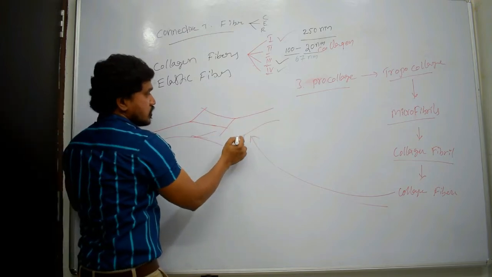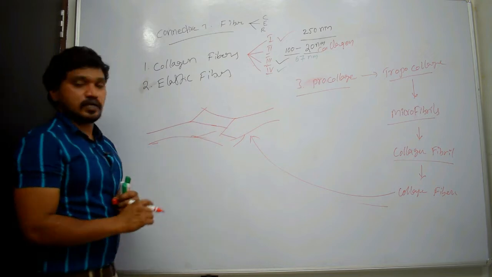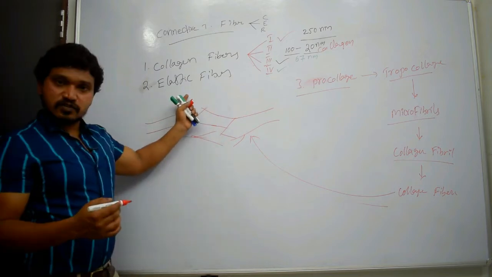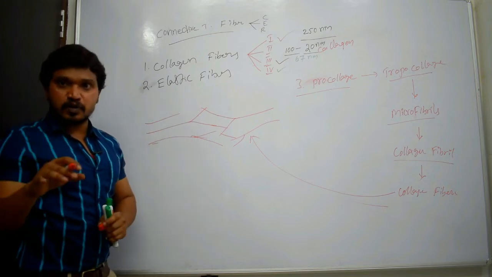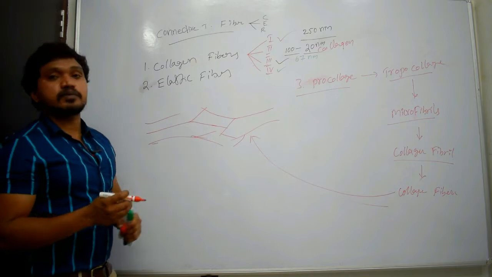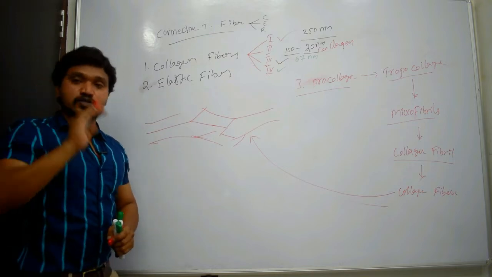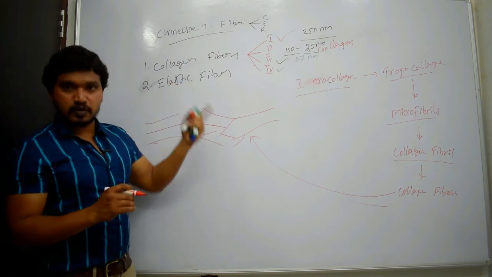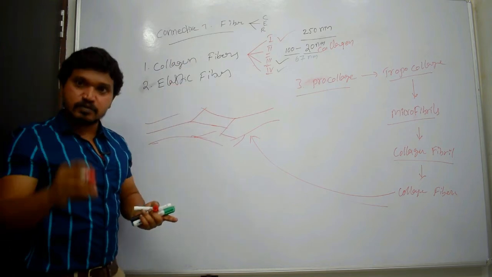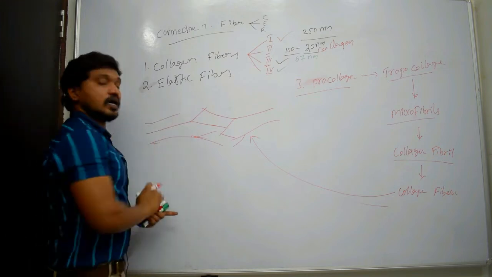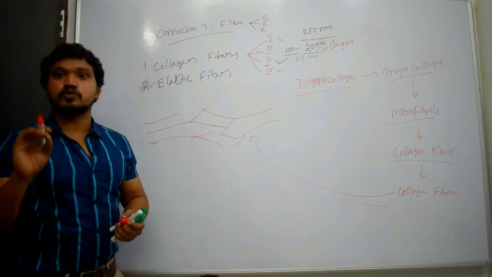Elastic fibers show a branching and uniting pattern. Of course, elastic fibers are produced by fibroblasts only, but in case of blood vessels, elastic fibers are produced by the smooth muscle fibers. Remember this. The elastic fibers present within the blood vessels are produced by smooth muscle cells.